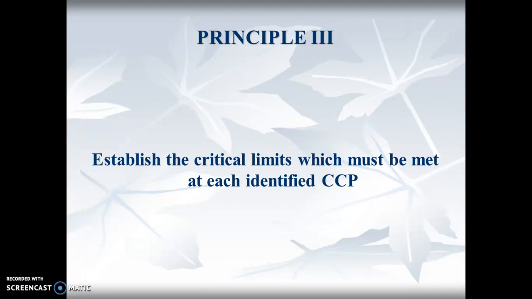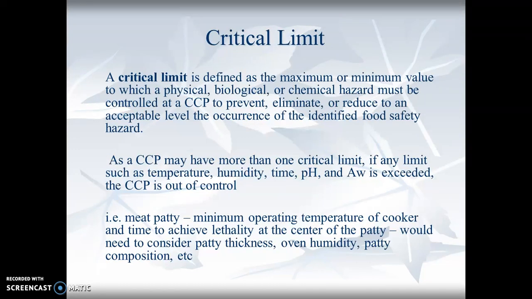Principle 3. Establish the critical limits which must be met at each identified critical control point. Critical limit is defined as the maximum or minimum value to which a physical, biological, or chemical hazard must be controlled at a CCP to prevent, eliminate, or reduce to an acceptable level the occurrence of the identified food safety hazard. A CCP may have more than one critical limit. If any of those limits, such as temperature, humidity, time, pH, water activity, is exceeded, the CCP is out of control, and you're not in compliance, and you'll have to report that. It's not a fun thing to do.